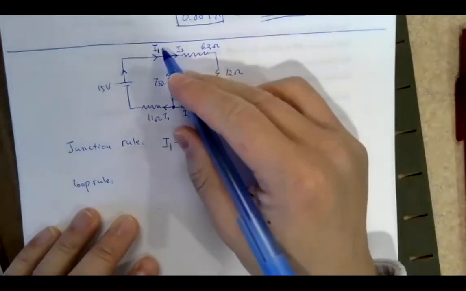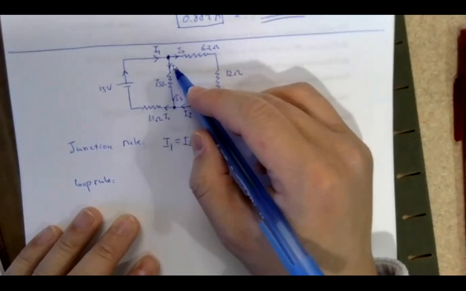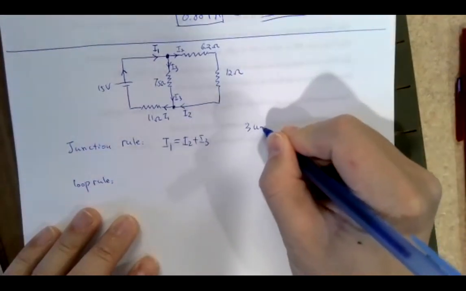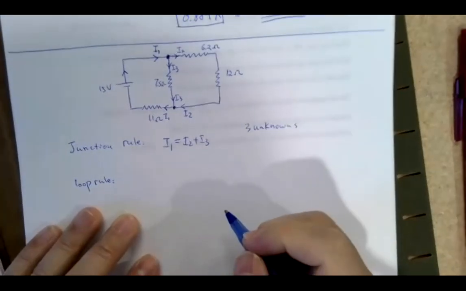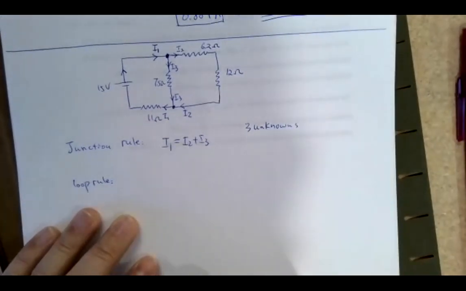Now for the loop rule. I1, I2, I3 are unknowns, so that means you have 3 unknowns to solve for. You'll need 3 equations. We have 1 equation now, so you need 2 more equations. You can apply the loop rule twice.